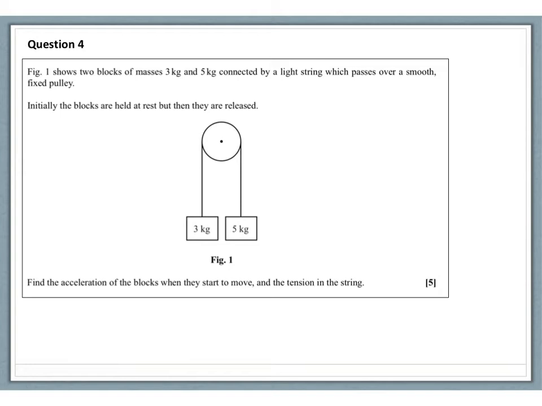Question 4, we've got a pulley question. We have two blocks of masses 3 kilograms and 5 kilograms connected by a light string, which passes over a smooth fixed pulley. Initially, the blocks are held at rest, but then they are released. Find the acceleration of the blocks when they start to move and the tension in the string. So we need to annotate our diagram with some forces. Here is the weight of the 3 kilogram block, the weight of the 5 kilogram block. There'll be a tension upwards like this, and the same here.